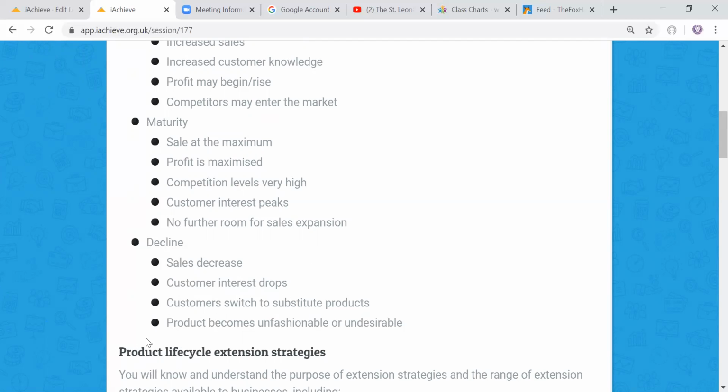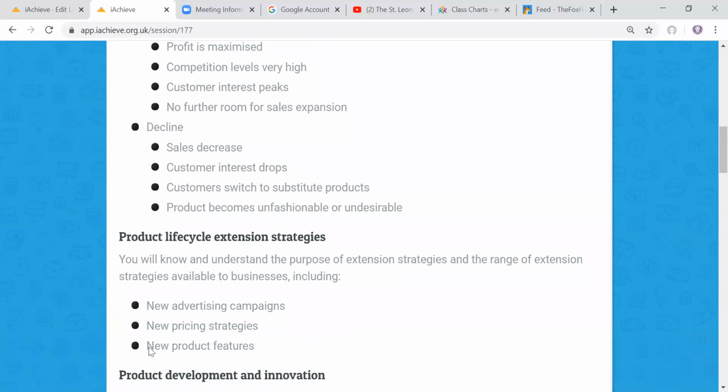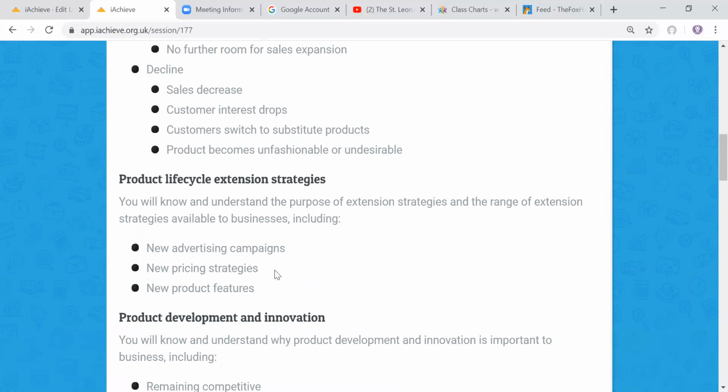So there are things that companies can do, however, to extend life cycles. And these are called product life cycle extension strategies. So there are a range of strategies available to business, but three that we are potentially looking at are: a business could launch a new advertising campaign. They could reinvigorate interest in their product or service by advertising in a different way, in a way that attracts different customers to that particular product.